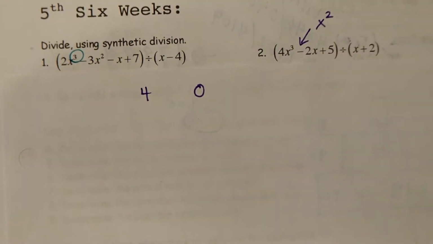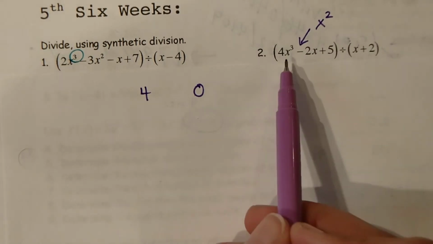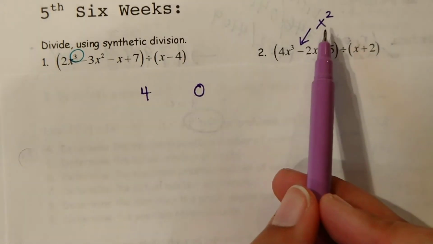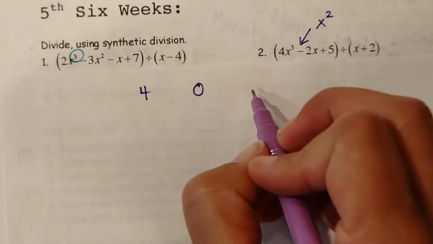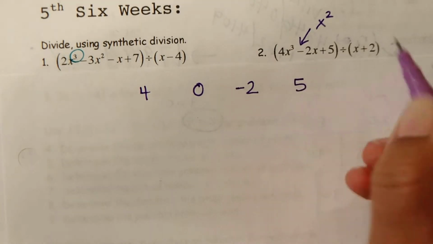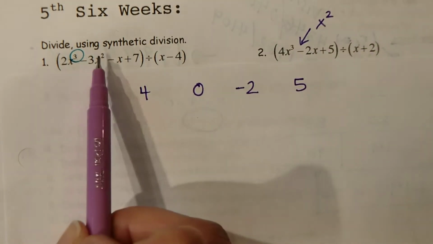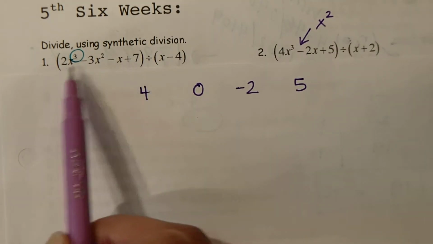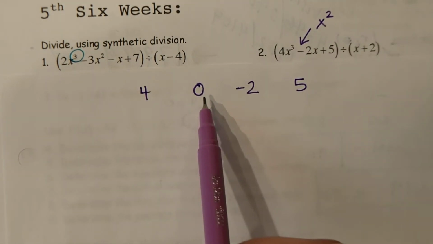Okay, sorry about that. So we have the x cubed, which is represented by the 4. We have a 0 for the x squared. Then we have a -2 for the 1x, and then a +5. This one over here, they all went in sequential order decreasing, so it didn't require us to add any zeros to hold a place. This one requires us to hold a place.